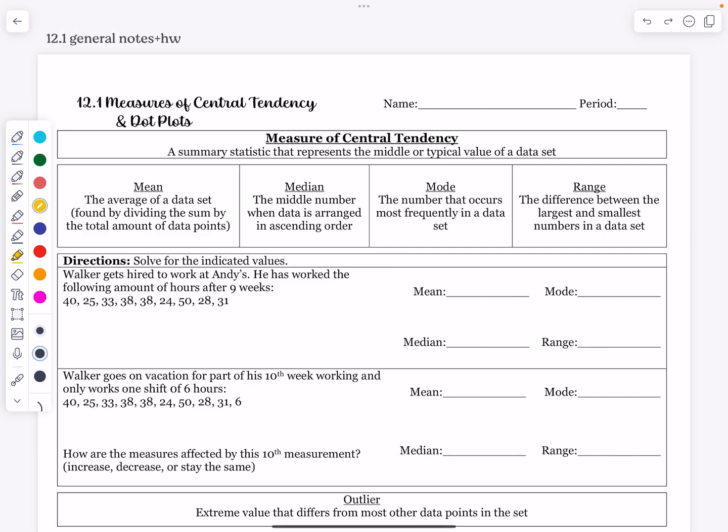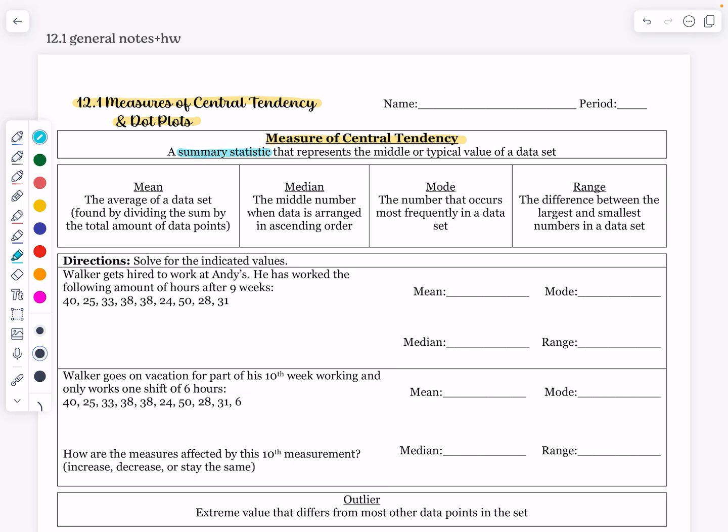Hello everyone, and welcome to our notes on 12.1 measures of central tendency and dot plots. And so we're going to look at the different measures of central tendency, mean, median, mode, and range today. But those measures are going to be a summary statistic that represents the middle or typical value of a data set. And so we're just looking at summaries, a summary statistic, and it represents the middle or typical value.